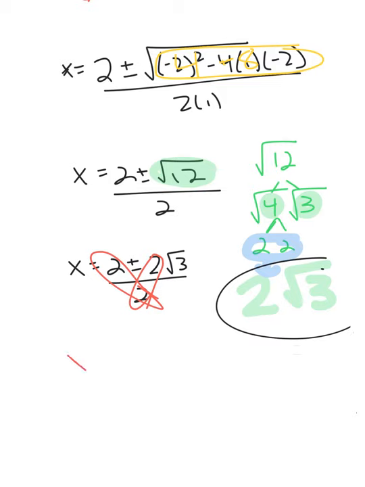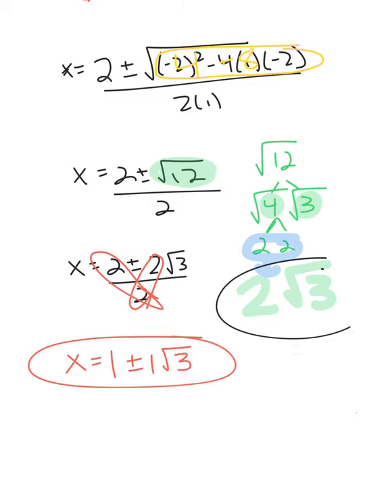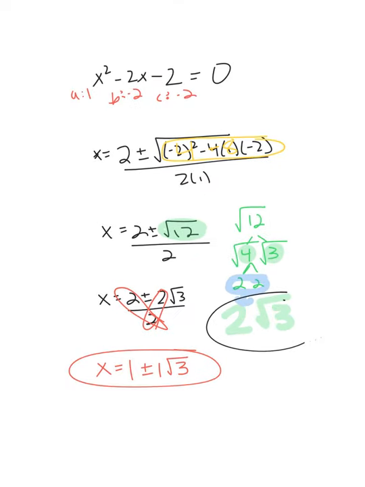You can write the 1's if you prefer. They're not necessarily required, so we've got 1 plus or minus the square root of 3 as our final exact form, and it's called simplified exact form. We'll do one more example.